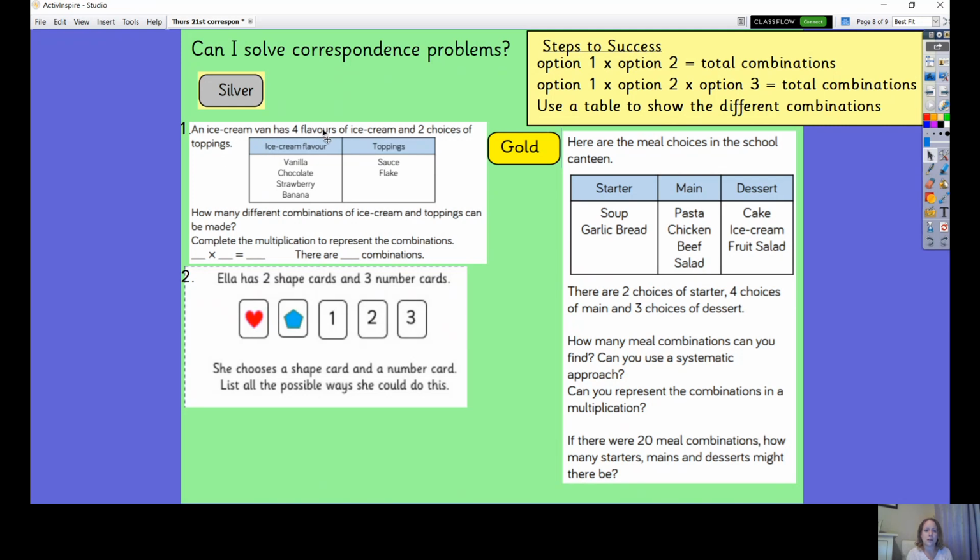So the first one, an ice cream van, has 4 flavours of ice cream and 2 choices of toppings. Yummy. Could do with some warmer weather to talk about ice cream, couldn't we?